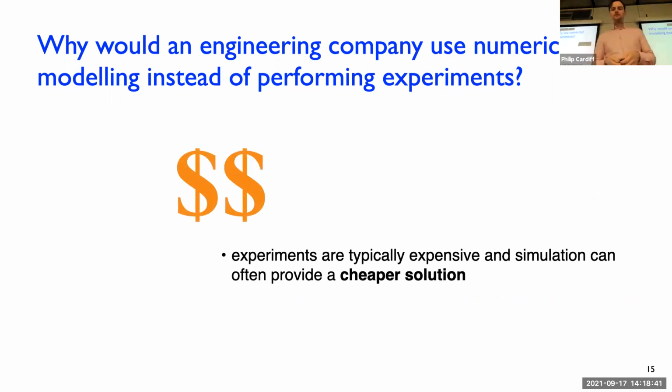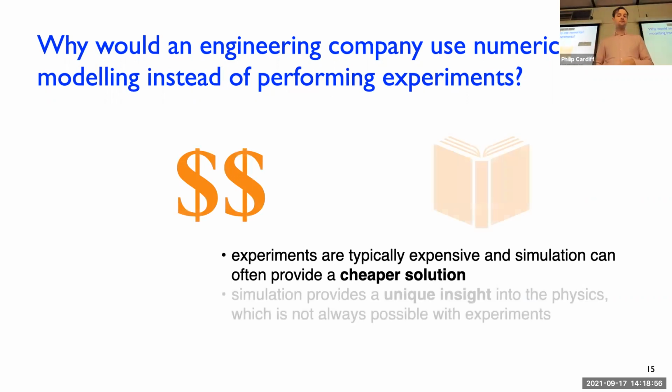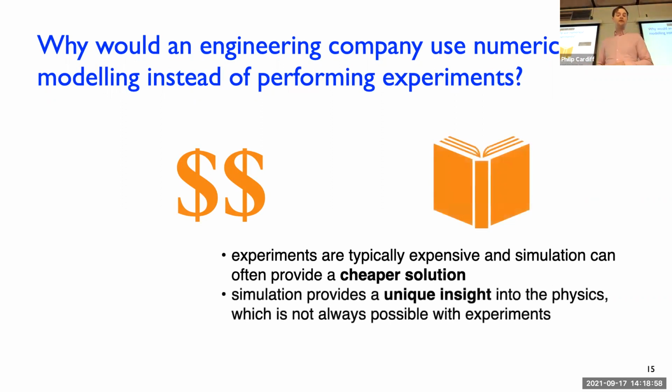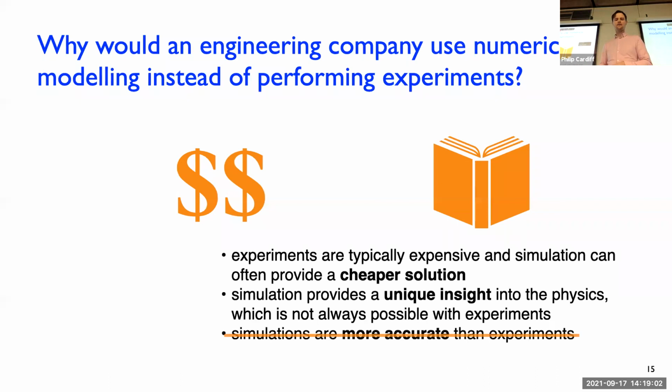So experiments are typically expensive. Simulations can often be cheaper if you have someone to do them, who is an expert in them. So you may have to pay for software, you may have to pay someone a little bit more to be an expert in simulation, and it will take time as well, but typically it's cheaper. And then they provide a unique insight into the physics, which isn't always possible. And more accurate is not true, typically. They're not more accurate.